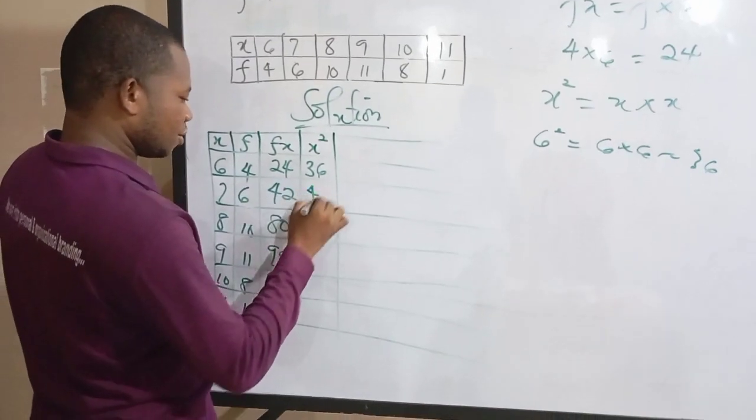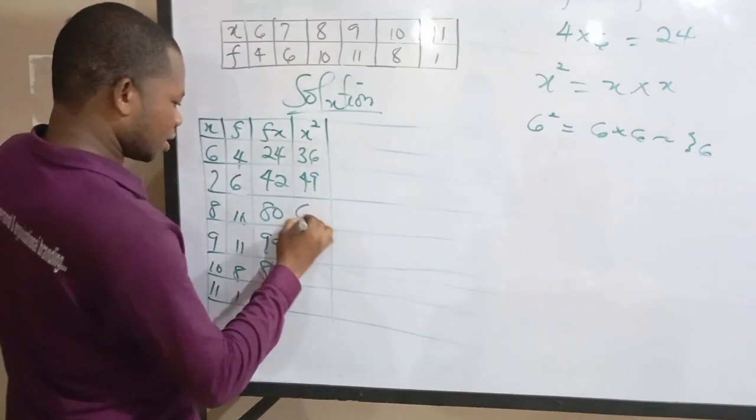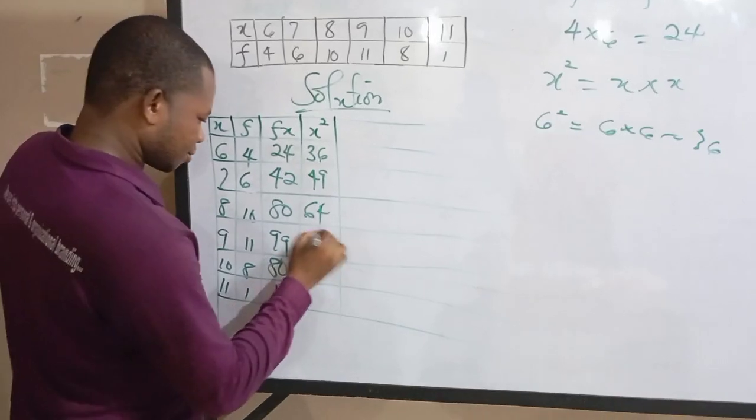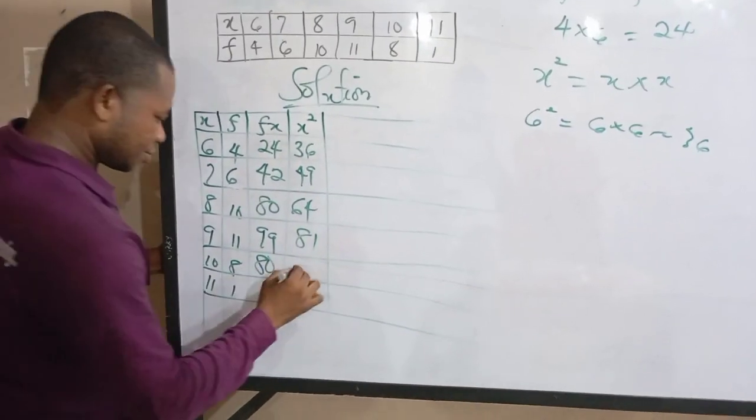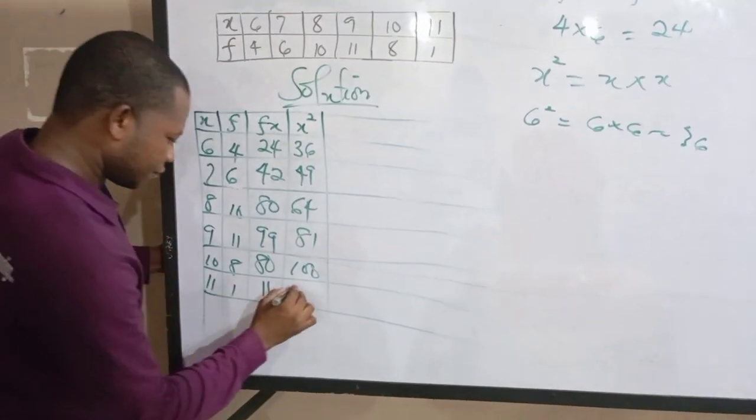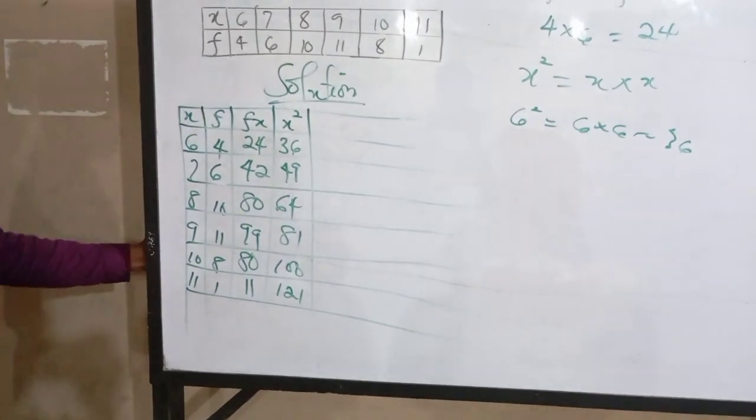7 squared gives me 49. 8 squared gives me 64. 9 squared gives me 81. 10 squared gives me 100. 11 squared gives me 121.